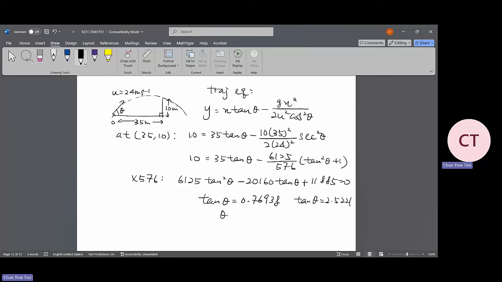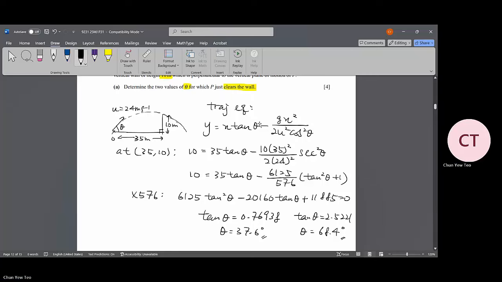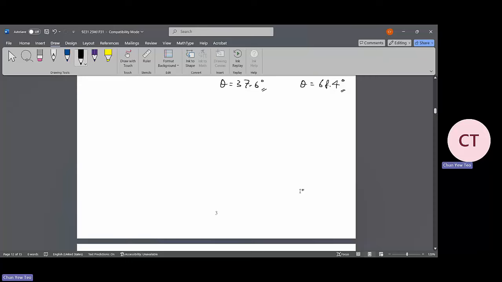Okay, so over here your theta number 1 is 37.6 degree. Another theta will be 68.4 degree. So this is the answer for part A. They are looking for the 2 values of theta, so we have found the 2 values of theta, that's all. Now we move on.